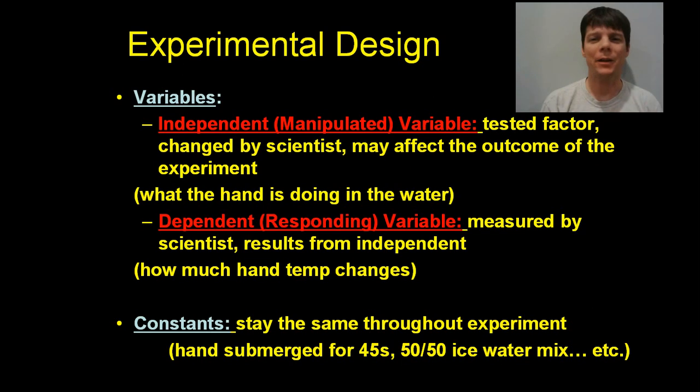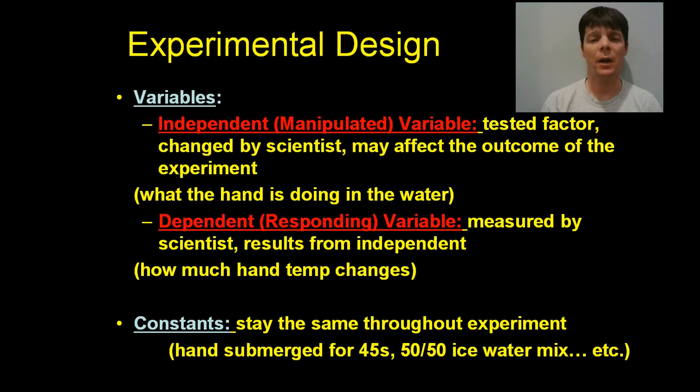Continuing our look at experimental design, we want to talk about variables. There's two main variables that we want to talk about: the independent variable, also called the manipulated variable, and the dependent variable, which is also called the responding variable. The independent variable is what we control as experimenters. So we set this up, it's changed by the scientist. We believe it is going to affect the outcome of the experiment. In our hypothermia experiment, this is what we are doing with our hand when it's submerged under the water.